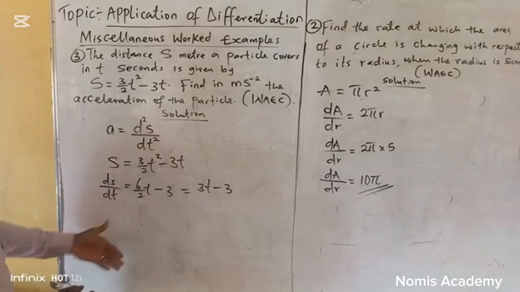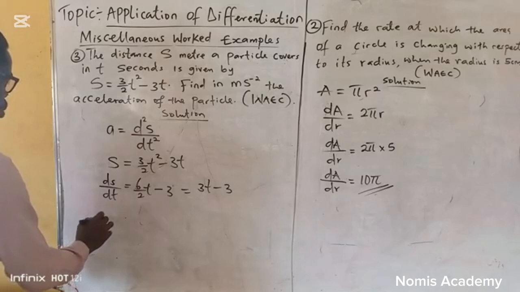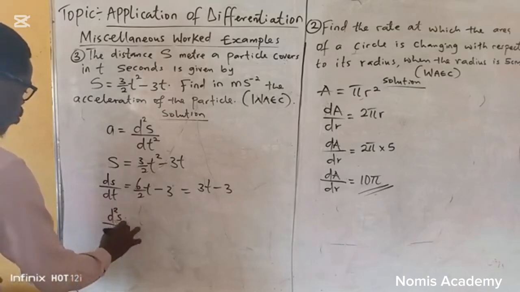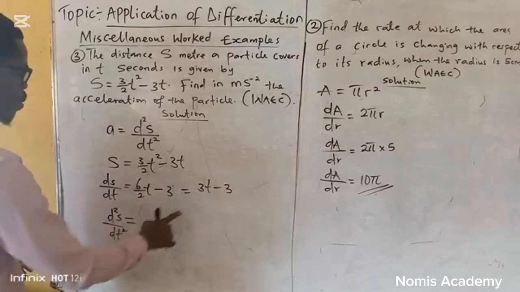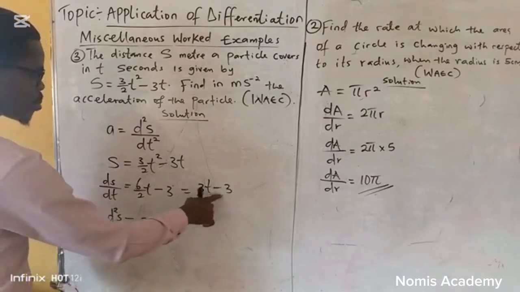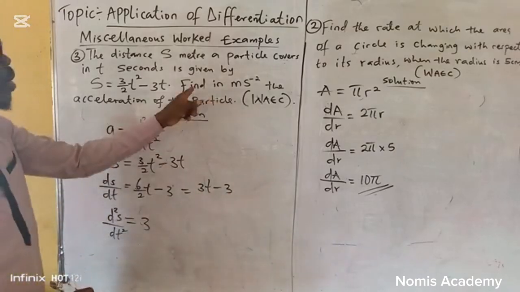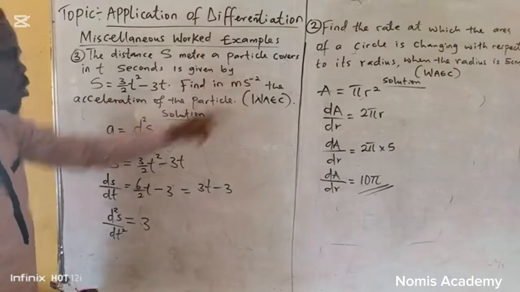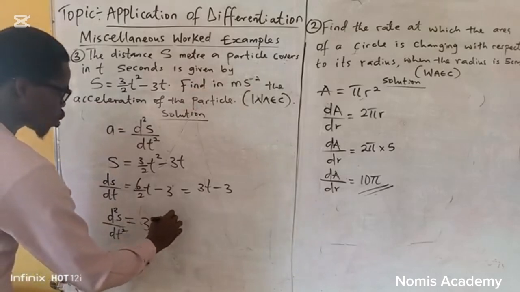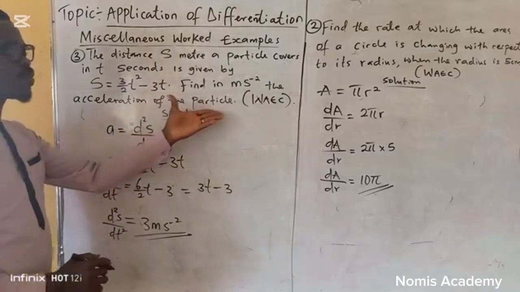Now to differentiate further, and that will give us the acceleration, which is d squared s over dt squared, is equal to, differentiate 3t minus 3. We have 3 minus 0. So this is it. And the unit, they say find in meters per second squared. So we just put meters per second squared. So this is the acceleration of the particle.